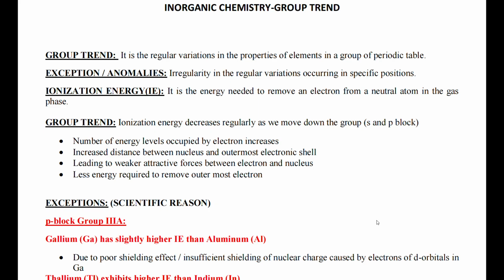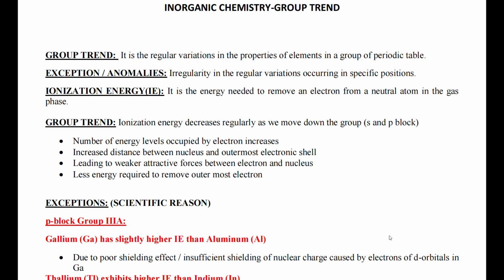Talking about the group trend. As we move down the group, the ionization energy decreases. Why is it so? Because the atomic radius is increasing, which means the number of energy levels occupied by the electrons increases. This increase in energy levels also increases the distance between the nucleus and the valence electron shell. As we know the distance has increased, which means the attractive forces between the nucleus and the outermost electron have decreased. Atomic radius and ionization energy are inversely proportional.